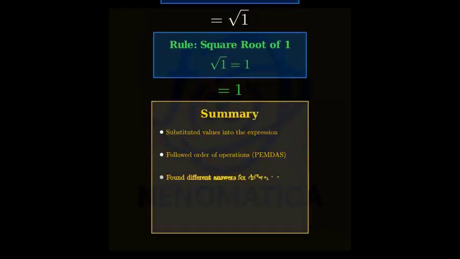Let's summarize what we've learned. We evaluated the expression square root of x squared minus 1 squared for two different values of x. When x equals 1, our answer is 0. When x equals square root of 2, our answer is 1. We followed the same step-by-step process of substituting the value, performing operations inside parentheses, squaring the result, and then taking the square root.